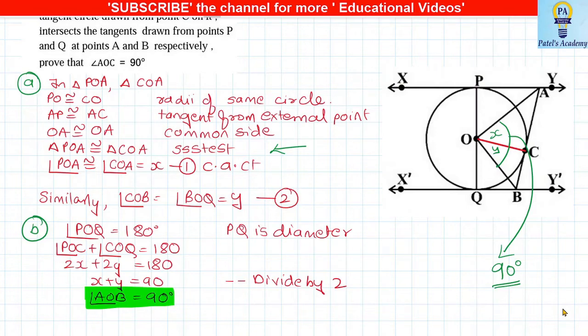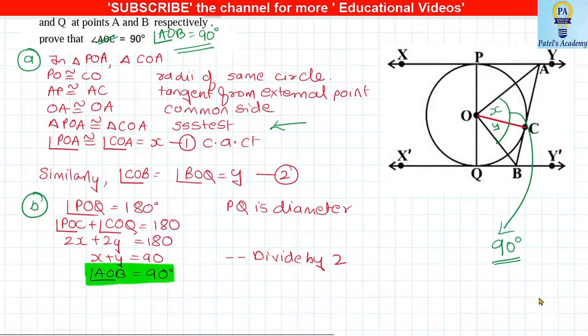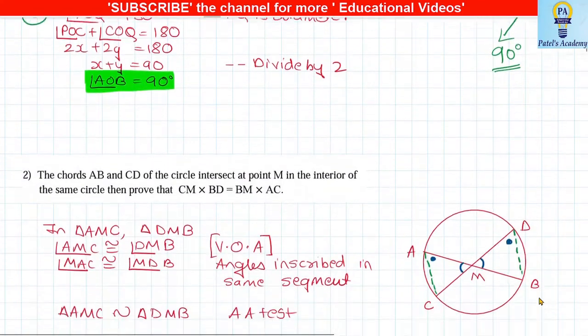Okay students, in the question there is a small mistake. We have to show that AOC is 90, which is wrong. It has to be AOB. Yes, there is some rectification in the question. Angle AOB equals to 90 degree. Let's see the next one.